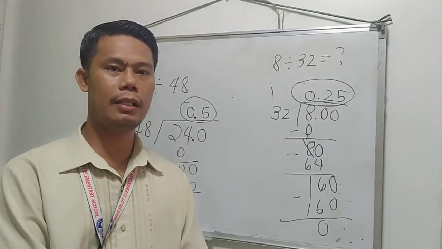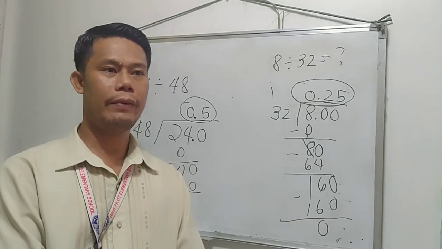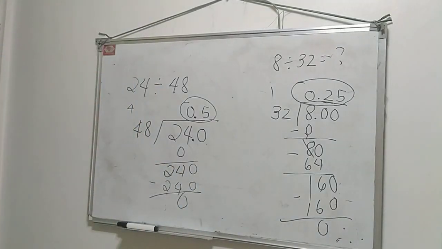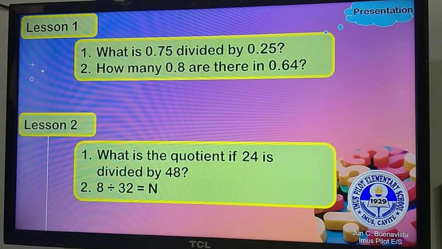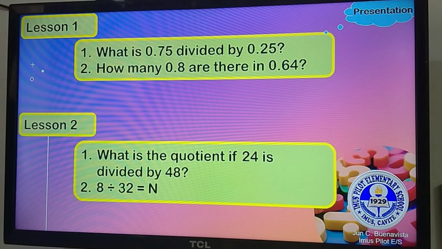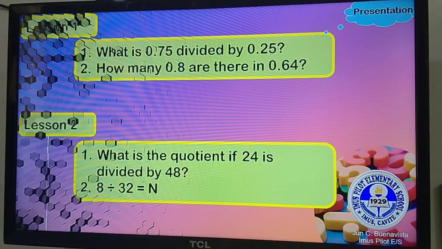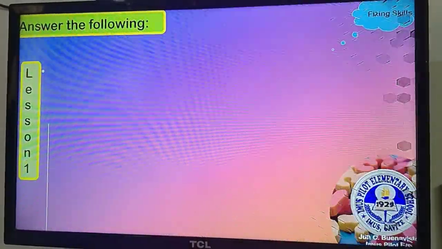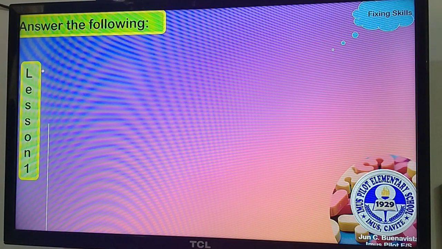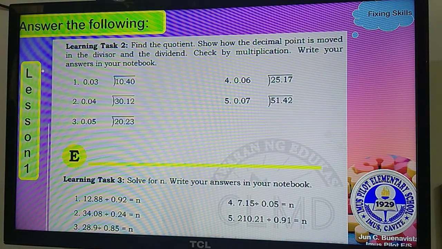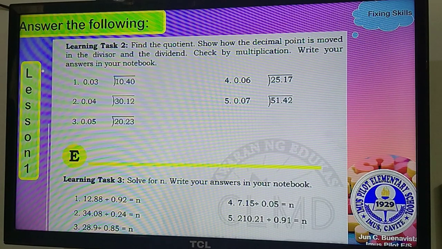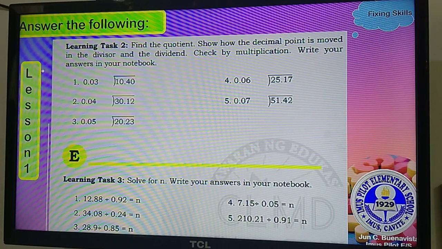Okay, any question regarding our lesson for today? Okay, very good. If there is none, okay, pag wala ng tanong, it's your time to do your seat work. So let's have this. Answer the following. So for the lesson 1, we have learning task number 2 and learning task number 3. So learning task number 2, find the quotient, show how the decimal point is moved in the divisor and the dividend. So check by multiplication, write your answer in your math notebook.